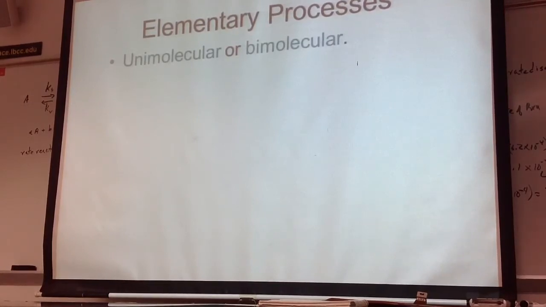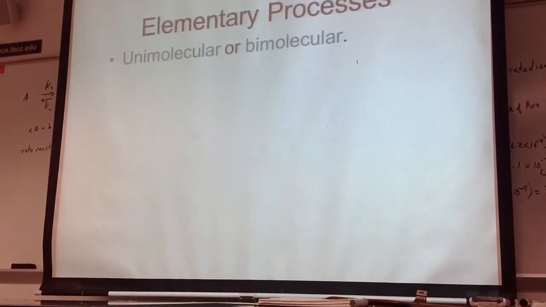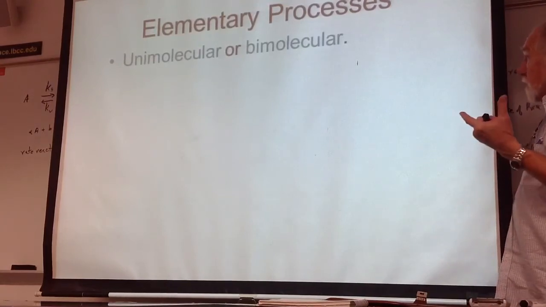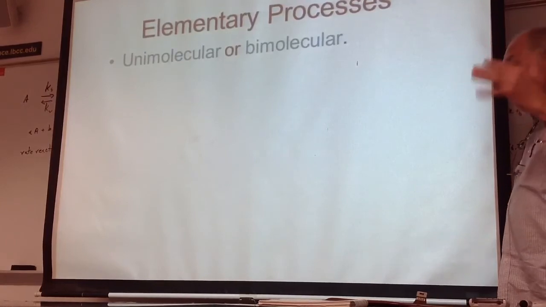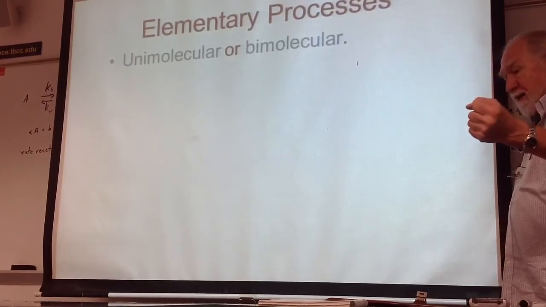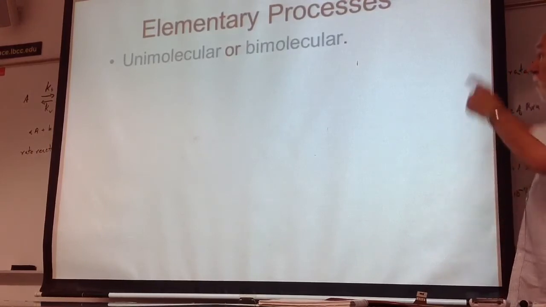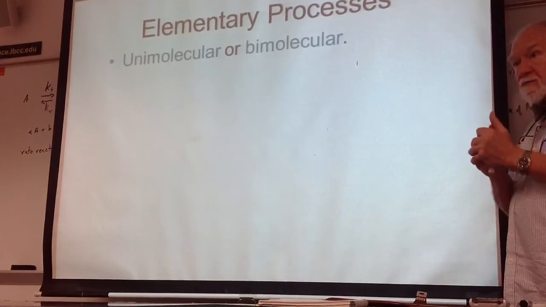What an elementary reaction means is that when you write the rate equation, the exponent is the same as the coefficient of the molecule in the balanced equation. So there are two types of elementary processes. Unimolecular just means one molecule sits there and it goes on to products by itself. Radioactive decay is unimolecular. Or bimolecular. That means two things collide and they go on to products.